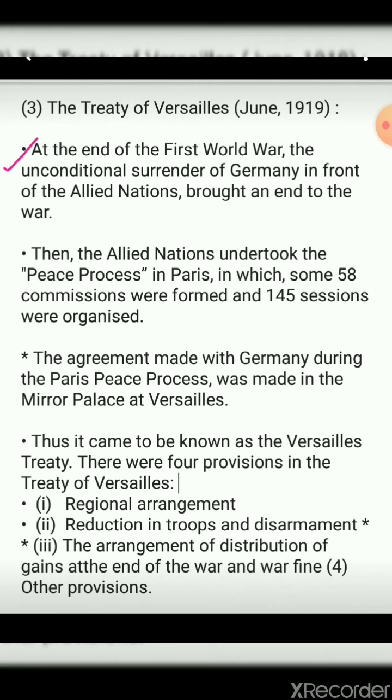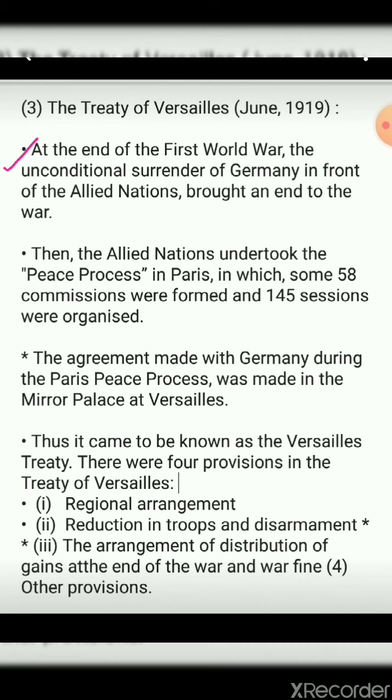And before moving to the first point, let me tell you students that on this topic, the Treaty of Versailles, I can ask you a short note on the Treaty of Versailles. It can come for 3 or 2 marks in the exam. So you need to learn this topic separately also. Okay, the first point.